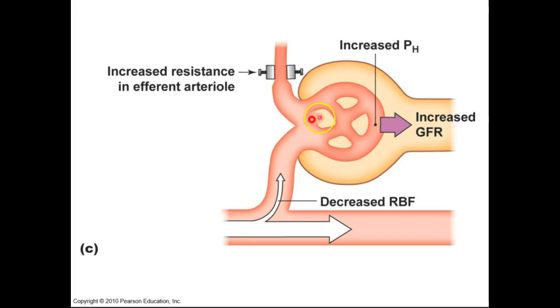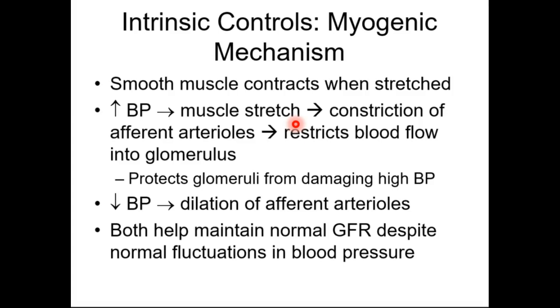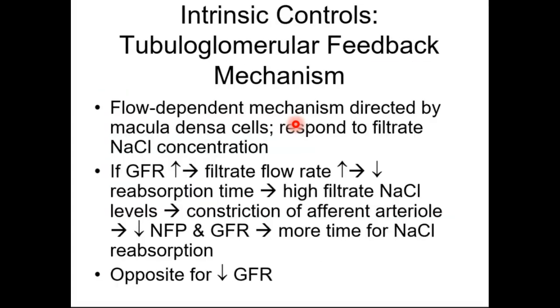Very good question. Sorry. The macula densa is what causes the constriction, or signals the feedback. Yeah, so the macula densa cells are detecting the sodium chloride, and then they're going to communicate with the capillary walls.